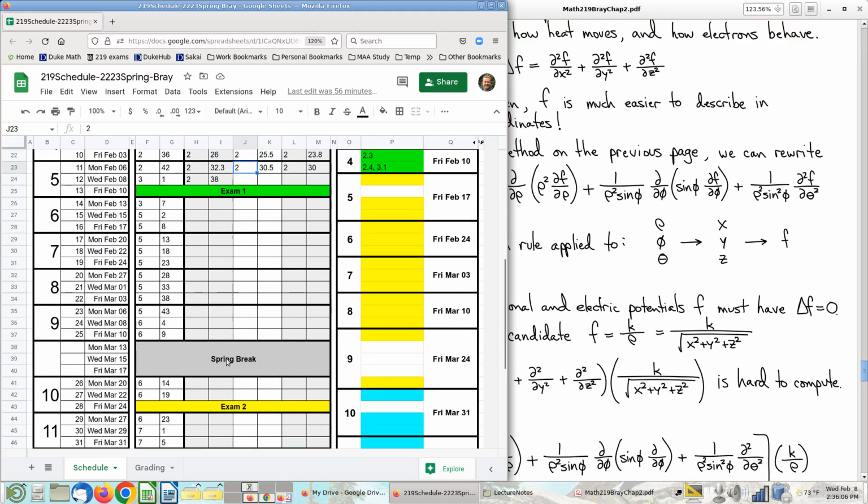If I can get this thing to move, here we go. It is fair game for exam 2, which you see is not that long from now. It's like a little over a month.